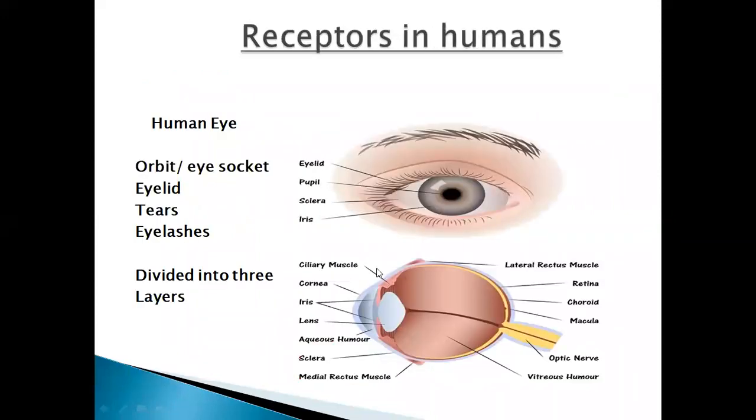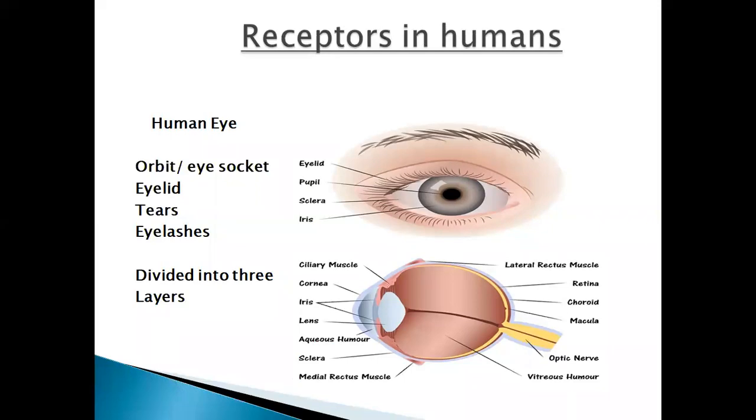Okay, our next topic is about the receptors in humans. One receptor is given here. Except this eye, how many receptors are in your body? Eyes, ears, nose, taste buds, receptors of touch, heat and cold. These all are the receptors that are present in a human. So first of all, we will see the human eye, which is one of the most important receptors in humans.